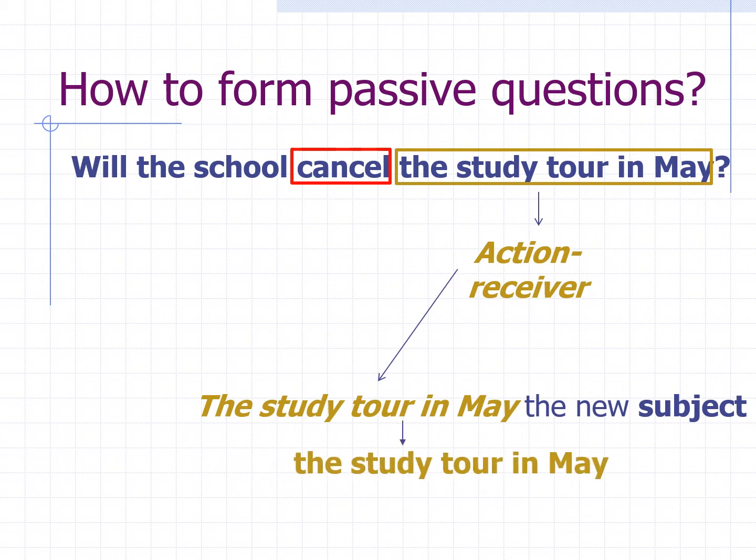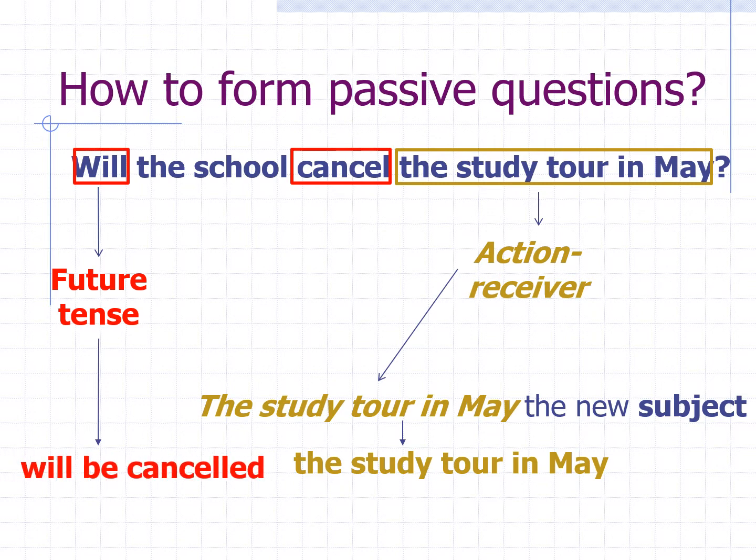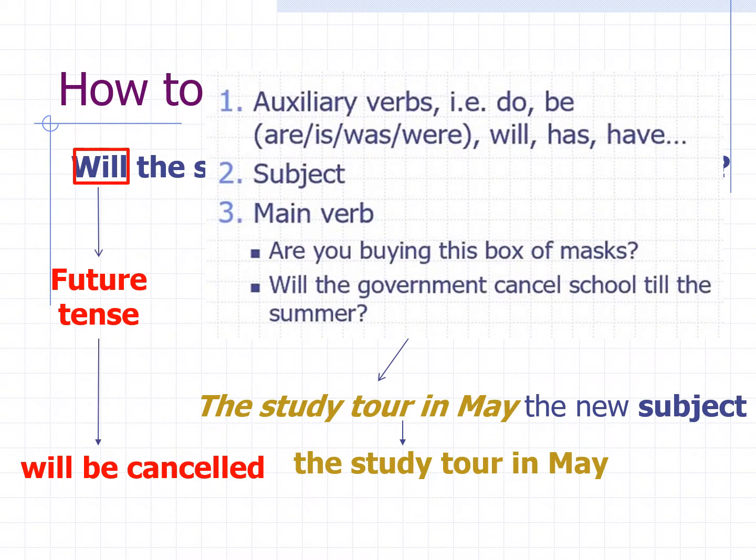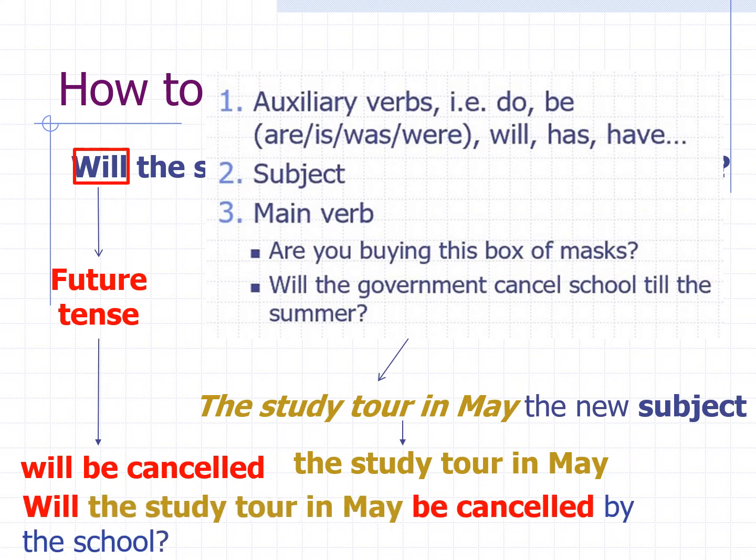Okay, and then we look at the auxiliary verb at the beginning, will. We know that this is in future tense, and when we change it into a passive verb, it is will be cancelled. The PP of cancel would be just adding ed at the end. All right, and then another reminder about the order of a question: auxiliary verb, subject, and then the main verb. That's why we have, will the study tour in May be cancelled by the school? This is the question in passive voice.